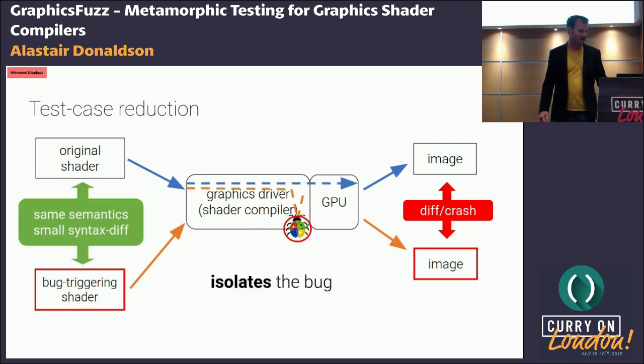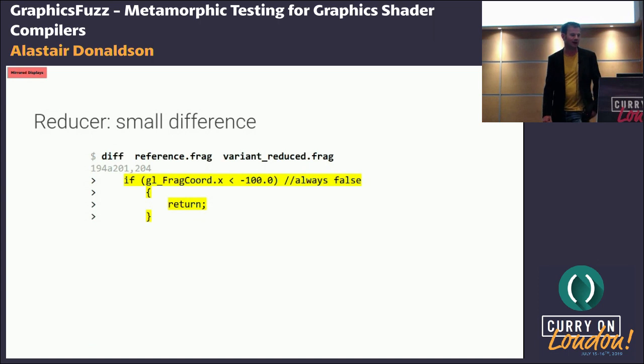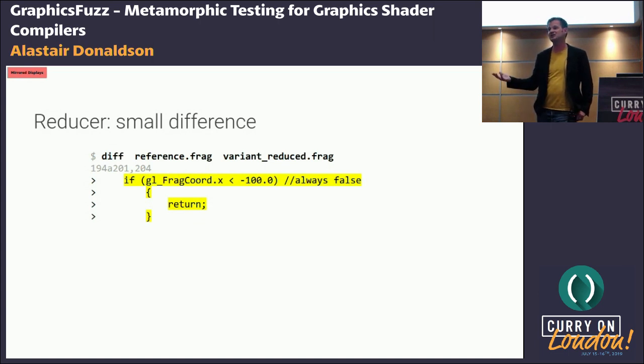And what we end up with is a small difference from the original shader that isolates the bug in the graphics driver. So for example, we might have a diff where we've added this if statement: if the frag coordinate's x coordinate is less than -100, which is impossible, then return. So that's a semantics preserving transformation. We're adding a piece of code that's not reachable, that shouldn't have an effect on rendering. So if that completely changes the image you get rendered, then you know there must be a bug in the shader compiler. And if you're the developer of the shader compiler, it's probably pretty easy to start debugging that bug because you've got this diff to guide you.